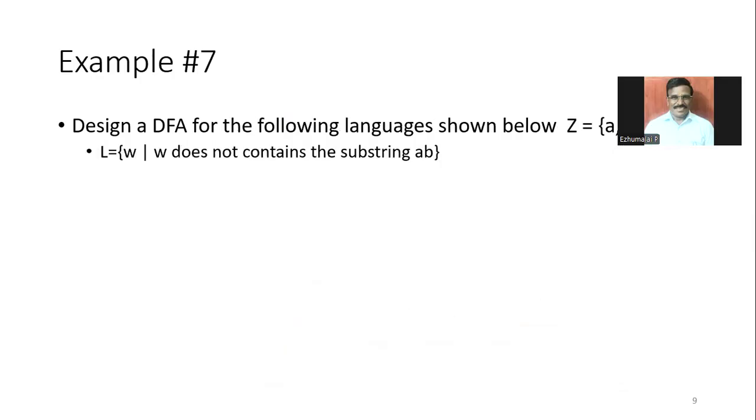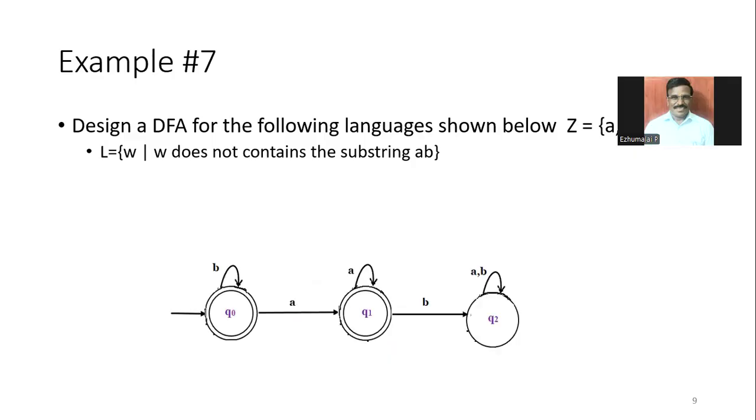Example 7. Design a finite automata DFA for the following language: Z equal to the set of W over A, B, where W does not contain any substring AB. The input string may contain A and B, but that string should not contain the substring AB. For this, you have to design the finite automata.